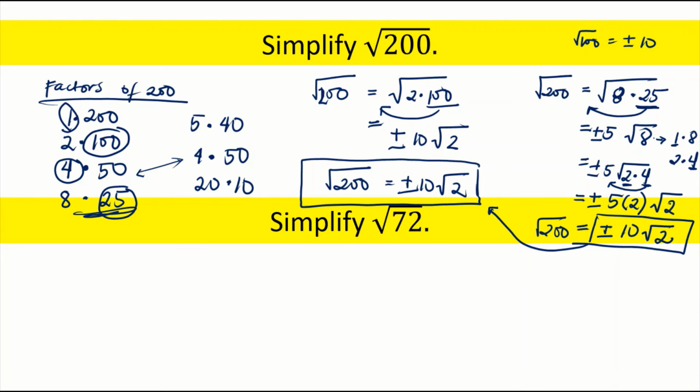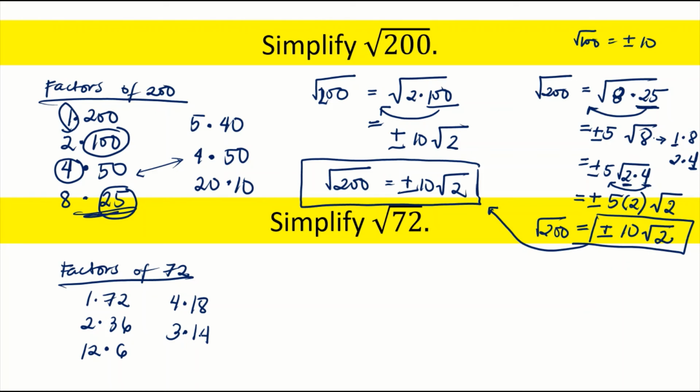Okay, next. Simplify square root of 72. Ano ba yung mga factors ng 72? Factors of 72. So we have 1 times 72. We have 2 times 36. We have 12 times 6. 4 times 18. We have also 3 times 24. Meron pa ba tayong factors ng 72?